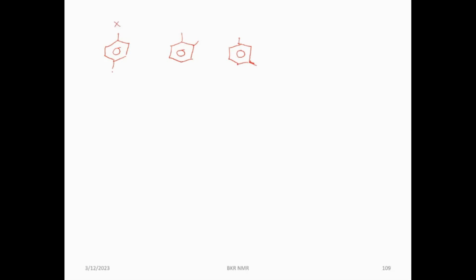So suppose I say X and Y. Here, when I look into different types of protons, different signals, I'll be having 2 signals: AA, BB. Whereas for ortho, how many signals will I have? A, B, C, D. How many signals? 4 signals. What about meta? Meta, how many signals?